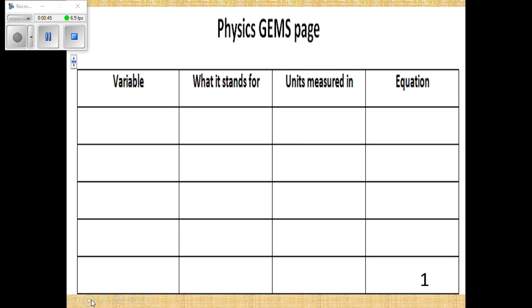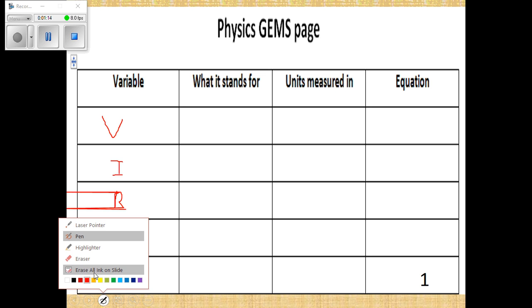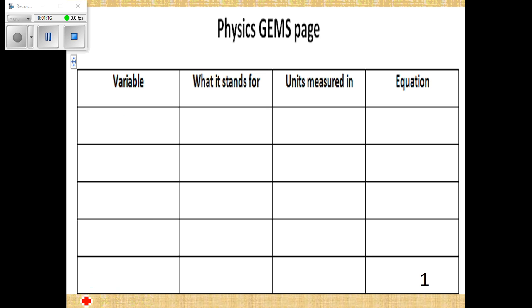And then you should update your physics gems page with the three variables that you have. Those are, of course, voltage, current, and resistance. So you can do V, I, and R. I'm not going to do those for you right now, but if you want to, stop the video and go ahead and fill those out, looking back at your notebook to make sure you know the appropriate units for those three variables.